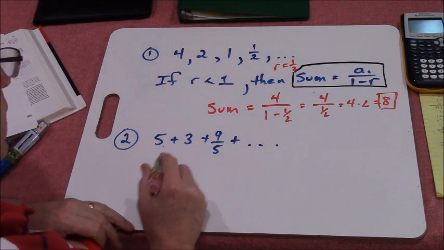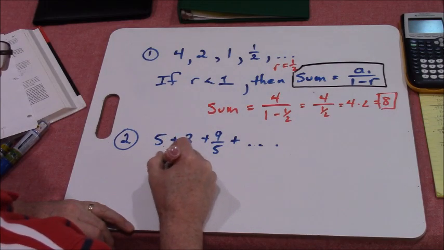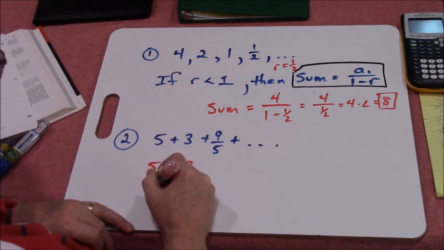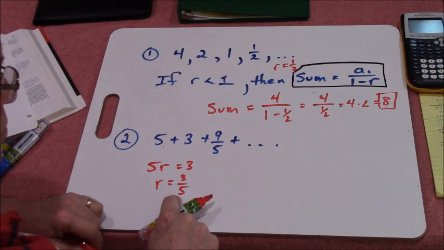All right, so to get the r value, I could look at the first two terms and just say 5 times what number equals 3. And if I divide by 5, I would get r equals 3/5. So our r value is less than 1, so this should work.